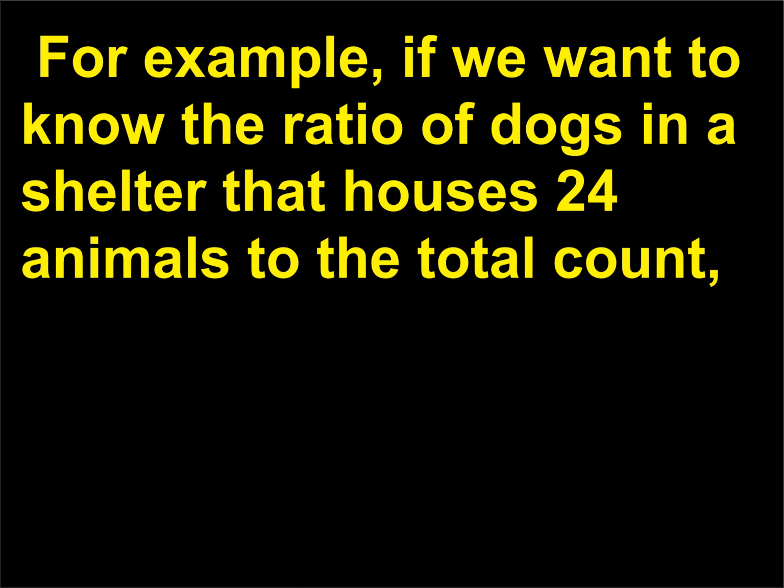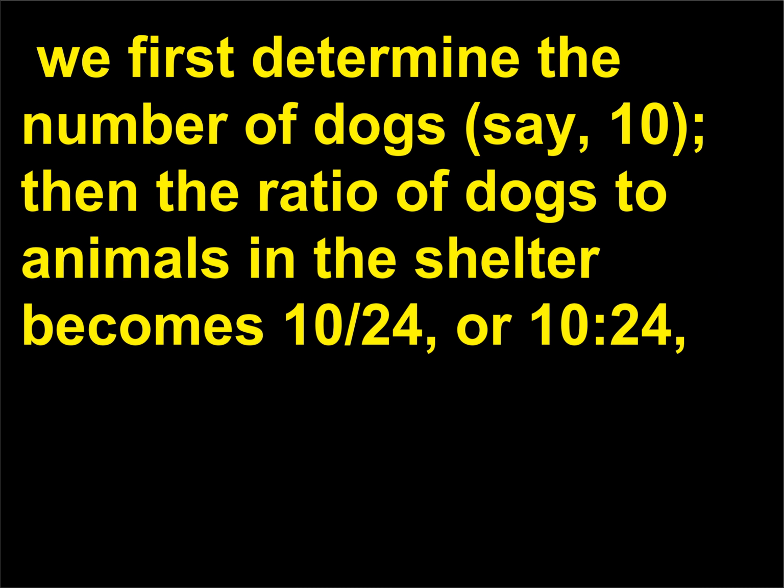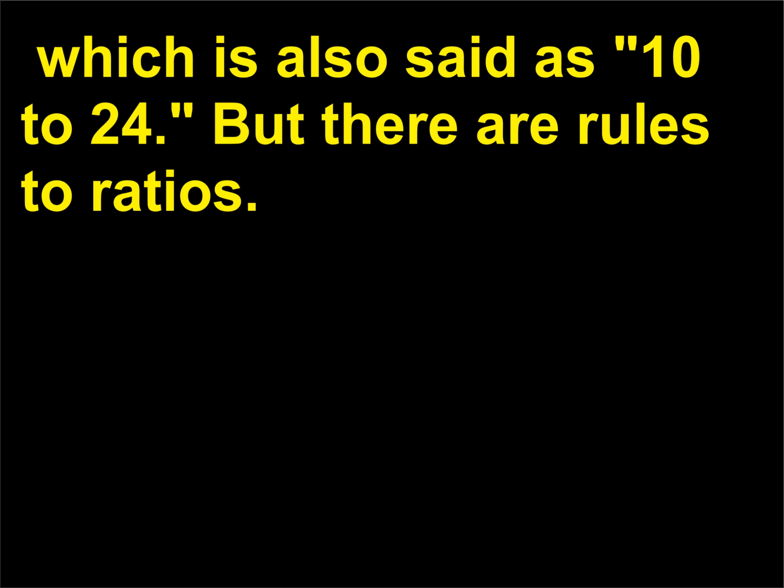For example, if we want to know the ratio of dogs in a shelter that houses 24 animals to the total count, we first determine the number of dogs, say, 10. Then the ratio of dogs to animals in the shelter becomes 10/24, which is also said as 10 to 24.